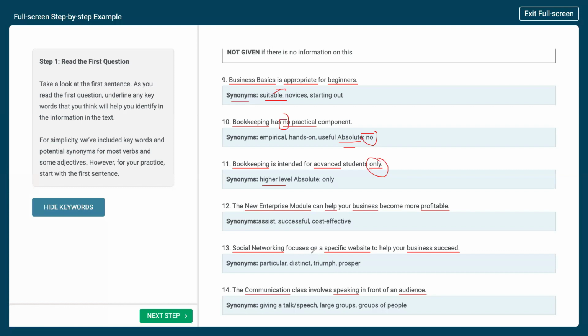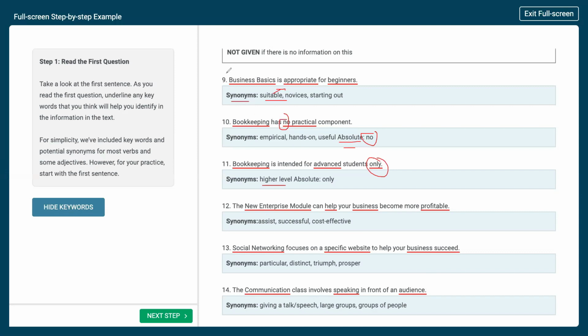Social networking focuses on a specific website to help your business succeed. Here for specific, I have particular or distinct. And for succeed, I have triumph or prosper. And number 14, last one, the communication class involves speaking in front of an audience. So another class which is specific. I have speaking, I have giving a talk or a speech. An audience, we might see large groups or groups of people. Okay, so there we have it.